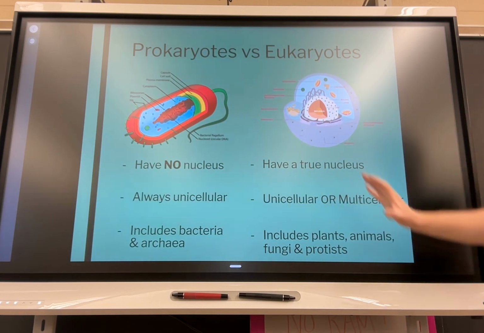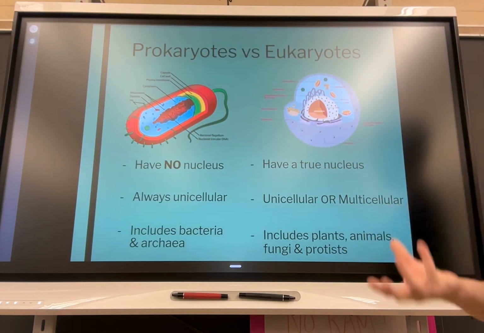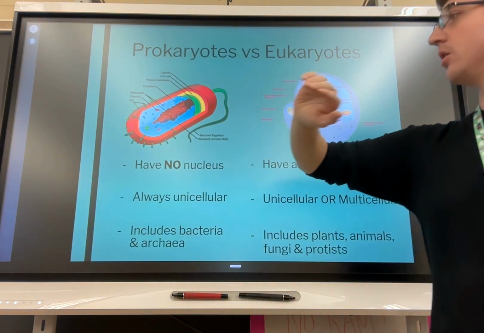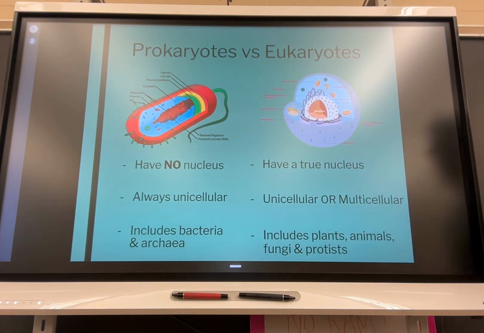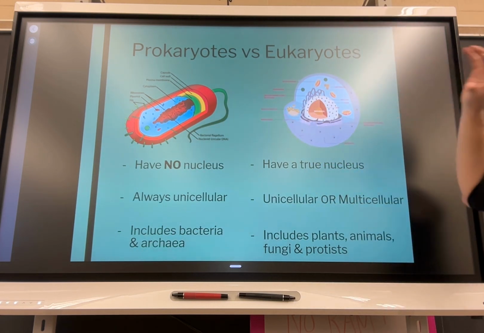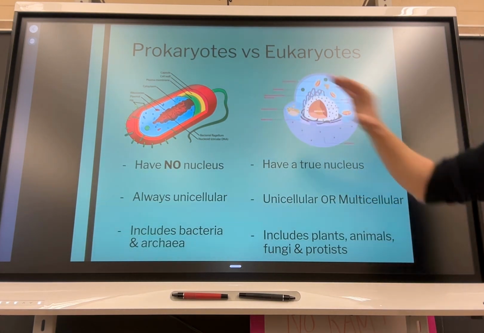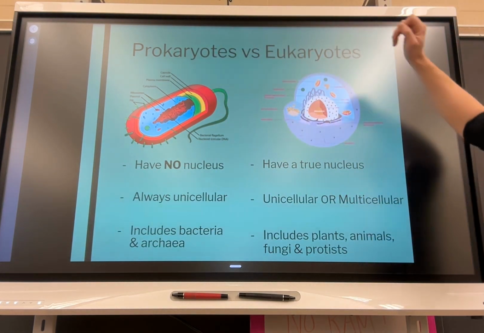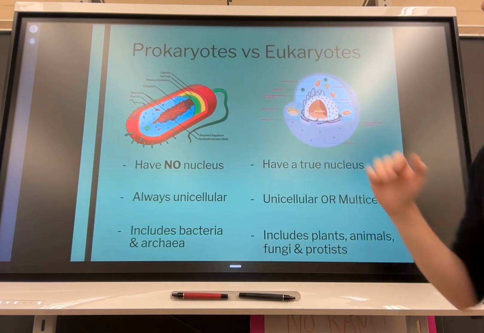You'll also notice that prokaryotes have no organelles. Organelles are these little structures within the cell that allow it to do certain functions. So prokaryotes have no organelles. Eukaryotes do. So if you've ever heard of the mitochondria, that is an organelle that we will talk about. Like I said, we have an entire unit devoted just to cellular structure and how cells work, but we will look further at them in this case. But prokaryotes, no nucleus, no organelles. Eukaryotes have a nucleus and they have organelles. They're a lot more complex than prokaryotes.